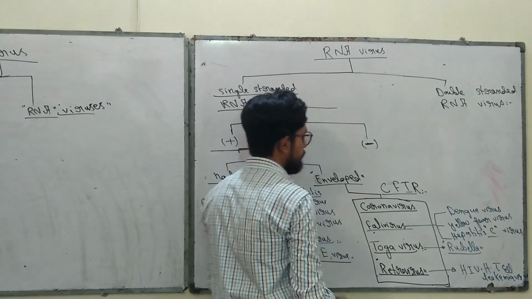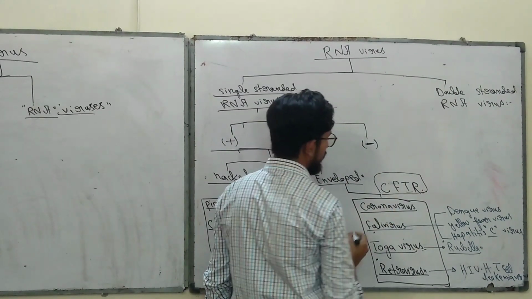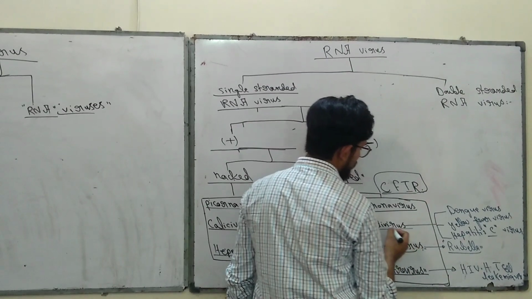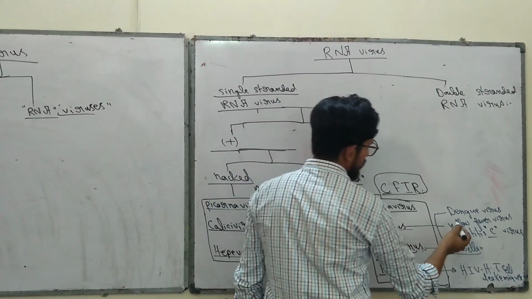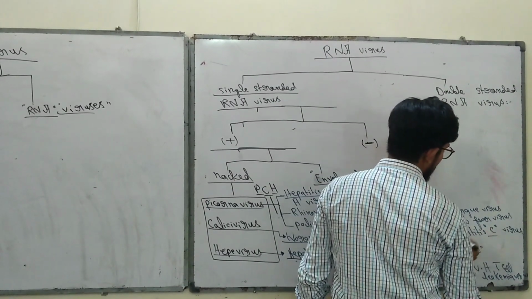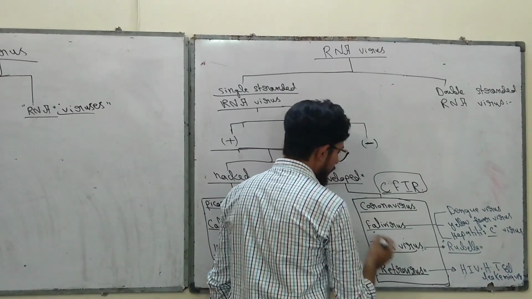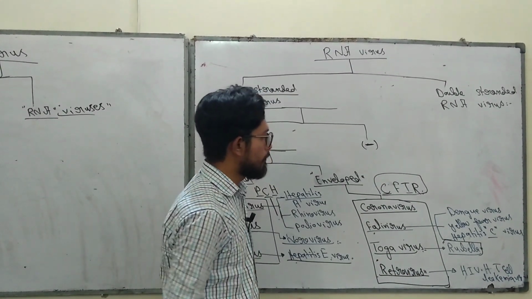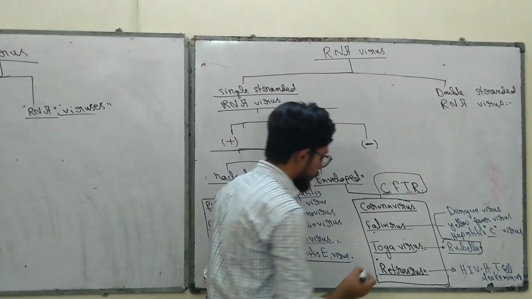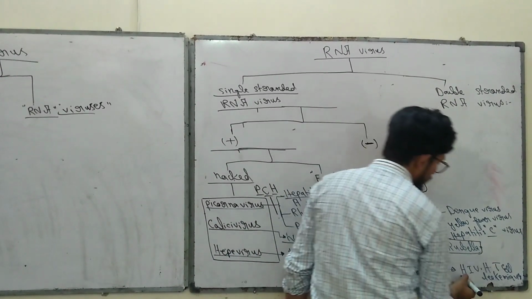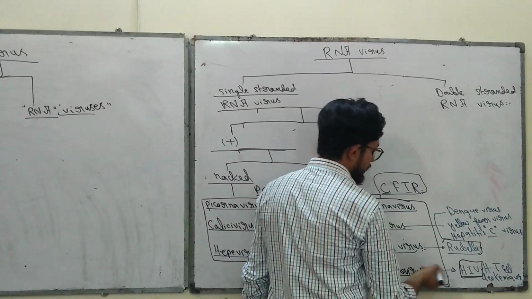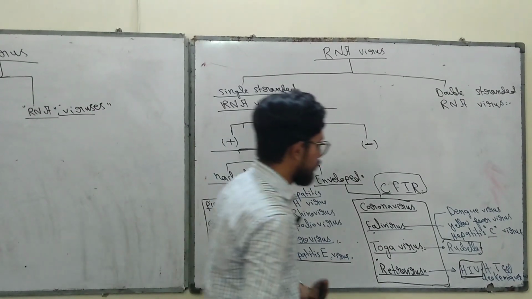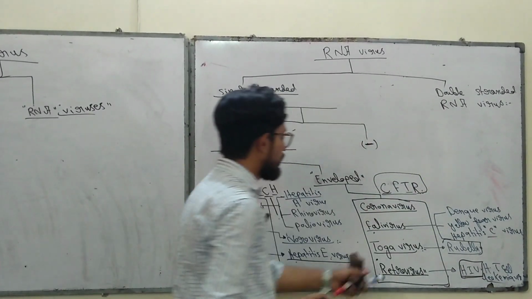So for the enveloped viruses, the mnemonic is CFTR. C stands for coronavirus, and the second one is flavivirus, which is further divided into dengue virus, yellow fever virus, and hepatitis C virus. And togavirus, and for togavirus the most important one is rubella, which causes German measles or 3-day measles. Retrovirus contains HIV, and HIV is the most important causative agent of AIDS. Also, T cell leukemia virus is categorized in retrovirus.